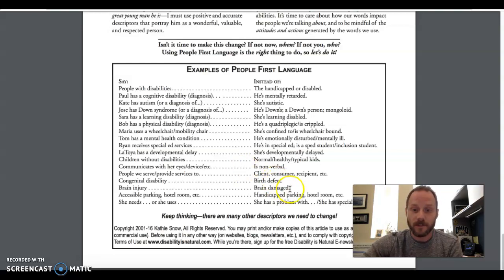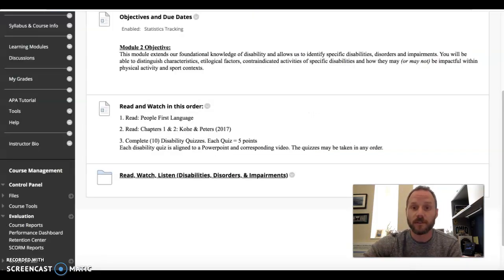So consider things like this. You wouldn't want to say a person is brain damaged. The person has a brain injury. How often do you hear people talk about handicap parking? Well, it's actually accessible parking. I'm not confined to my wheelchair. I use my wheelchair for mobility. It's amazing, the difference between the words lightning and lightning bug is pretty significant. So the one word makes quite a large difference.